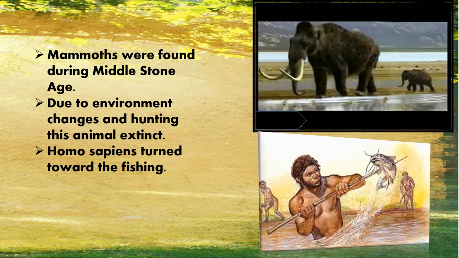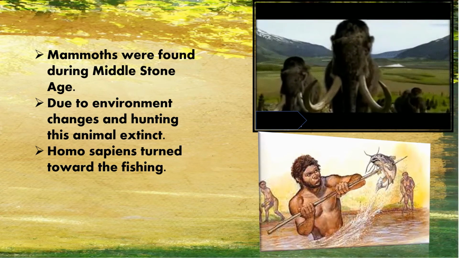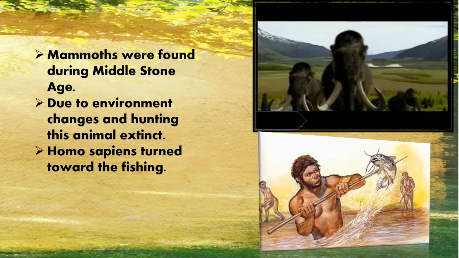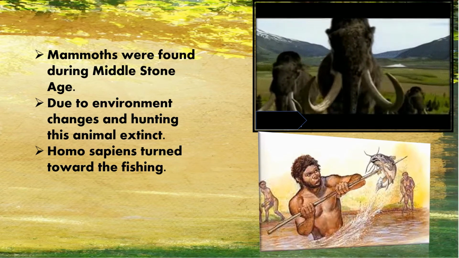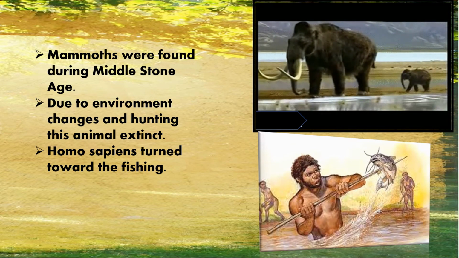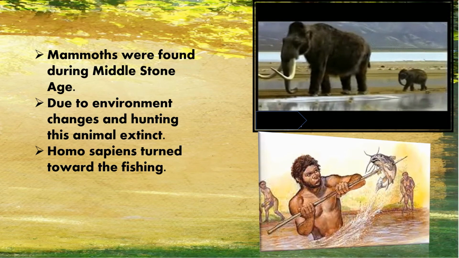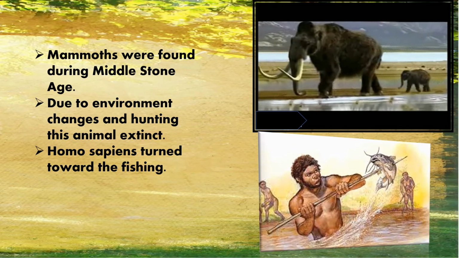After that, Homo sapiens turned towards the fishing. So they started hunting the fish because they were living near the seashore.